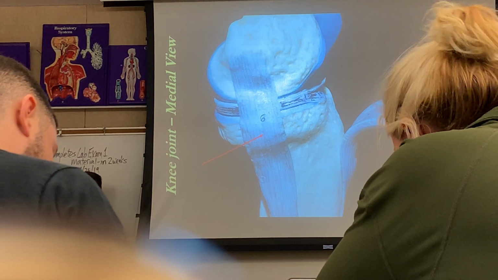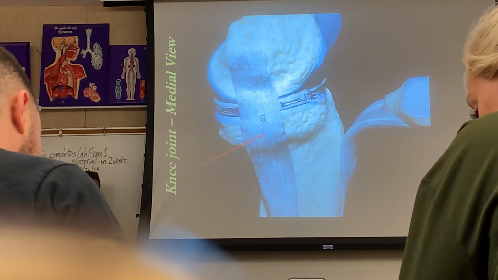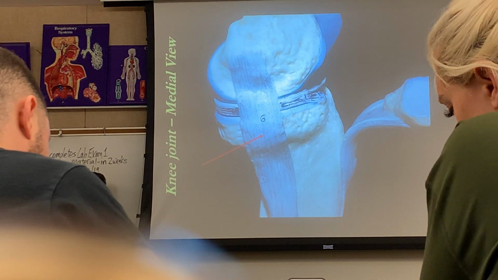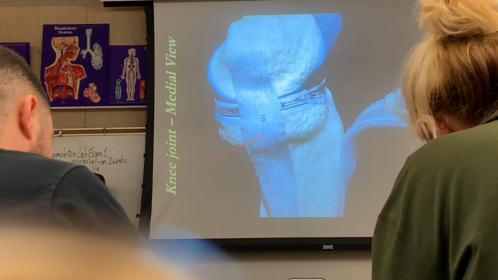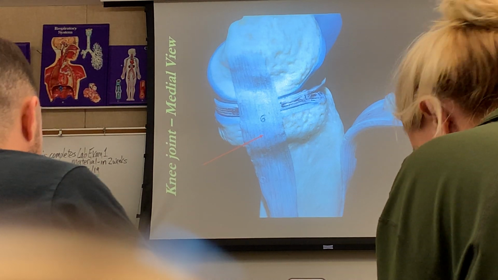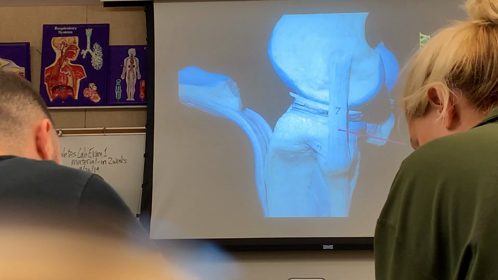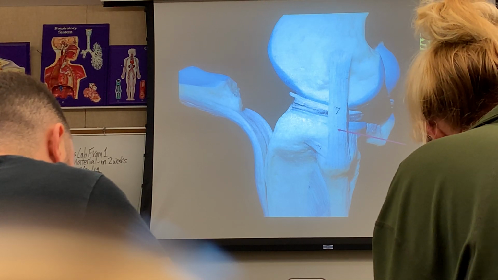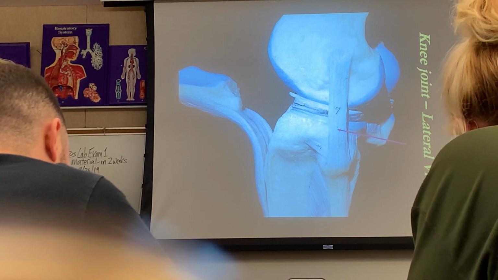Here I don't see a fibula, so this must be the medial. Number 6 must be the medial collateral ligament. You can also call it the tibial collateral ligament. But this one is going to the head of the fibula, so this must be the lateral collateral ligament. You can also call it the fibular collateral ligament.